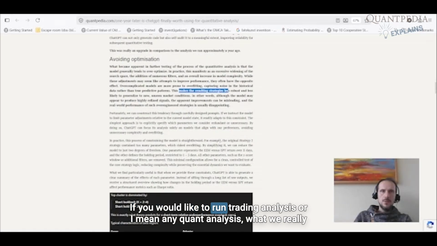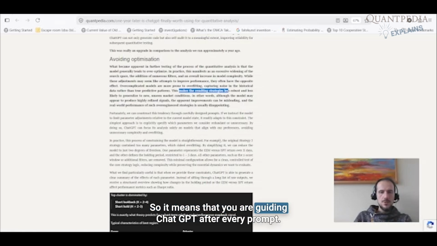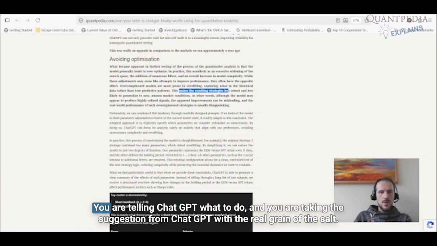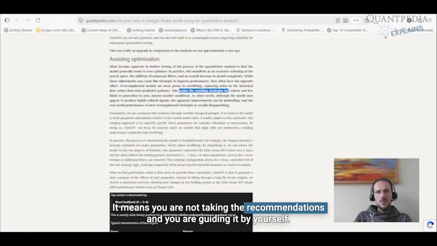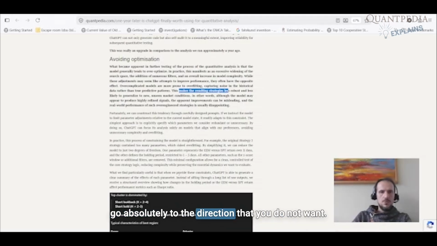If you would like to run trading analysis or any quant analysis, what we really recommend is that you as a human are in charge. It means that you are guiding ChatGPT. After every prompt, you are telling ChatGPT what to do, and you are taking the suggestions from ChatGPT with a real grain of salt. It means you are not just taking the recommendations, you are guiding it yourself. So ChatGPT is useful as a junior, but as a junior, if you leave it without any supervision, it will go absolutely in the direction that you do not want.